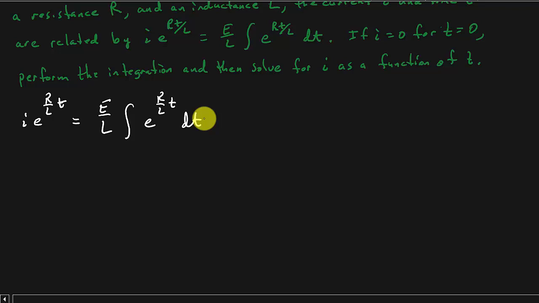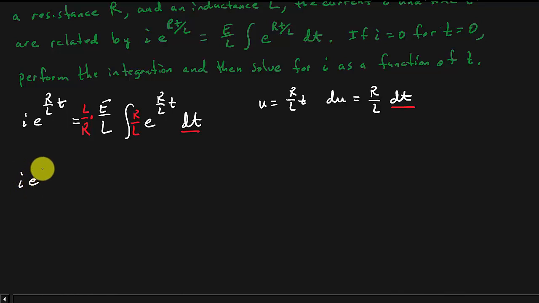All right, so let's integrate this thing. I'm going to let u equal R over L t. So du is equal to R over L dt. Obviously, the R over L t, I'm going to replace that with u. And then look at this. All I have right now is dt. I'm missing this R over L. So I need to multiply by R over L, which means I need to come out here and multiply by the reciprocal.